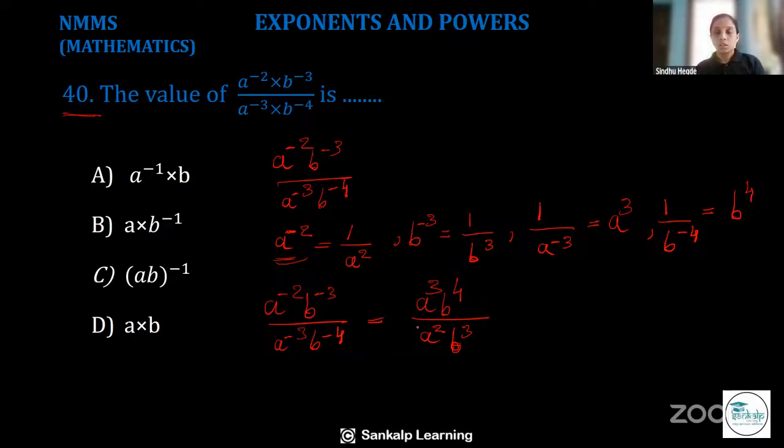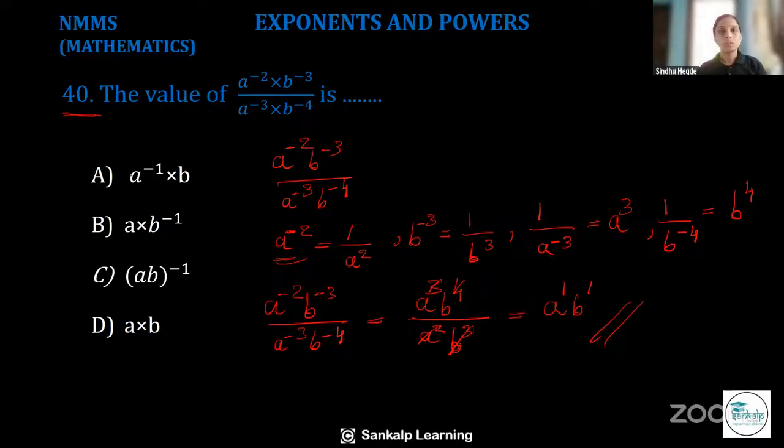Now, this is not our final answer because some common terms are there in the numerator and denominator also. Numerator contains a cube, denominator has a square. So a square and a square cancel out. a raised to 1 remains in the numerator. Similarly, b raised to 4 divided by b cube, the b cube terms cancel out, remaining b raised to 1 in the numerator. This is our answer. a raised to 1 and b raised to 1, simply called a into b.